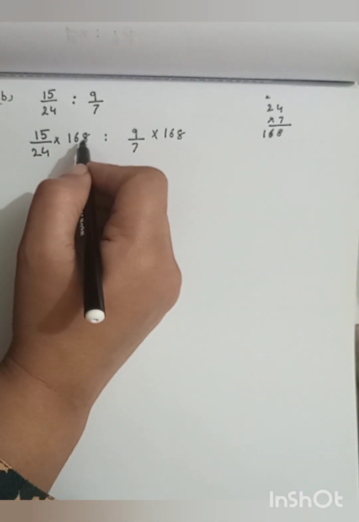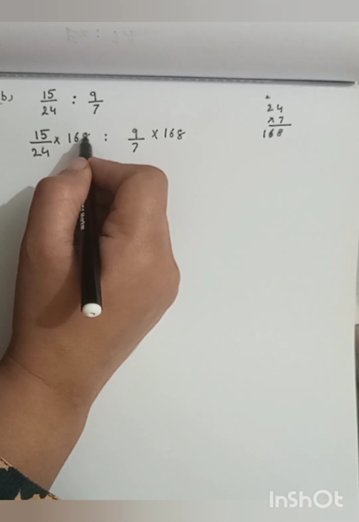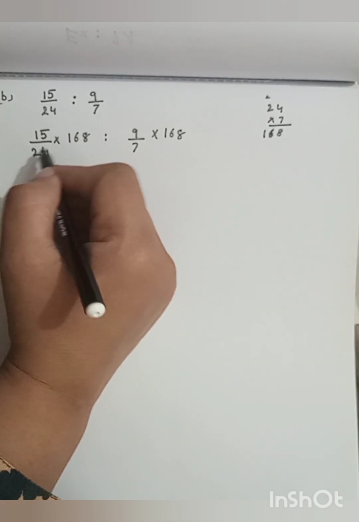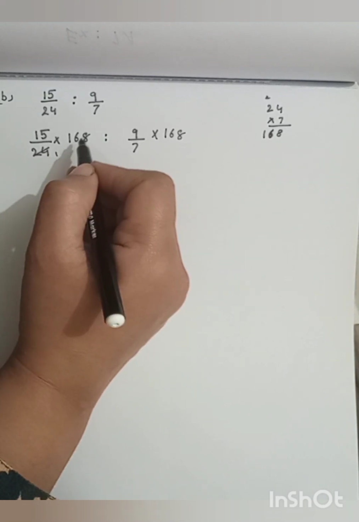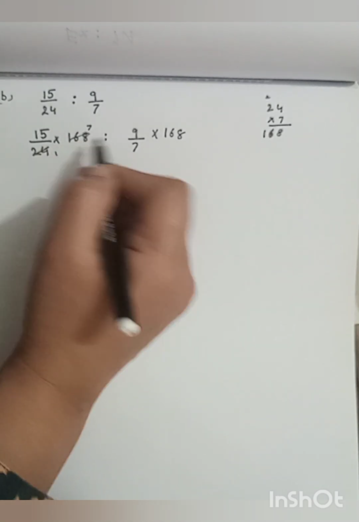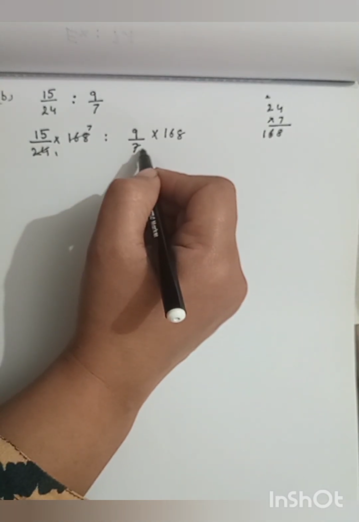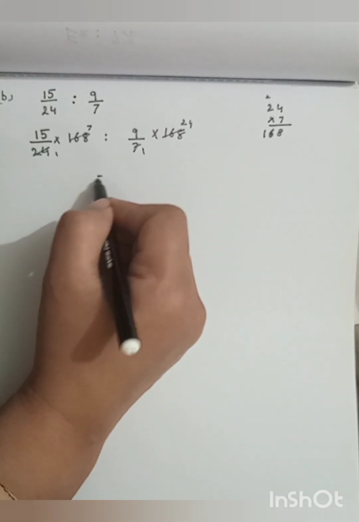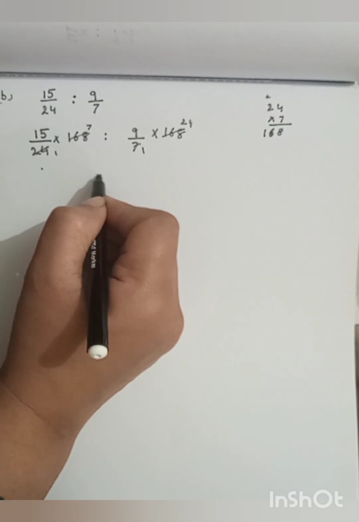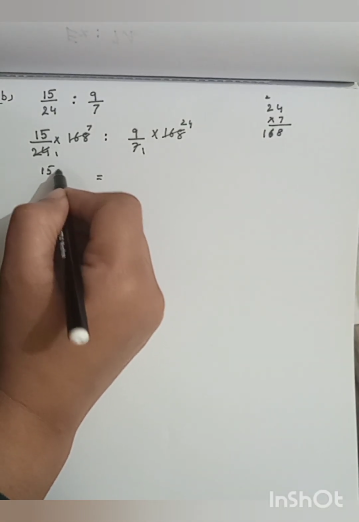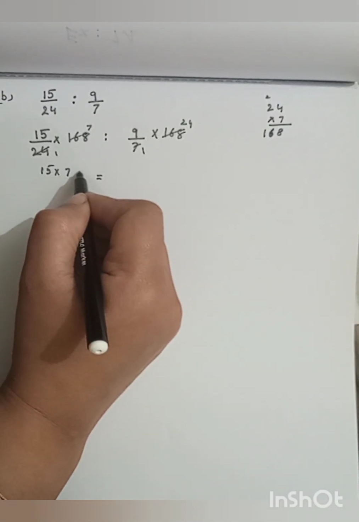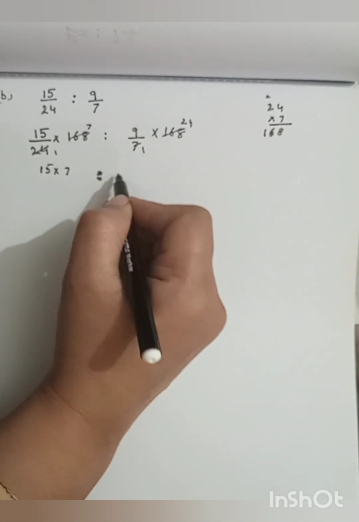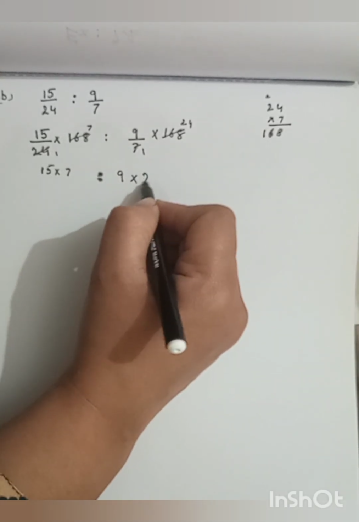As we know that we can cut the numbers or divide the numbers. Here we have 24 ones are 24 and 24 sevens are. Here we have 7 ones are 7 and here we have 24 sevens are. Now we will get here 15 multiplied by 7. This is the sign of ratio. Now 9 multiplied by 24.